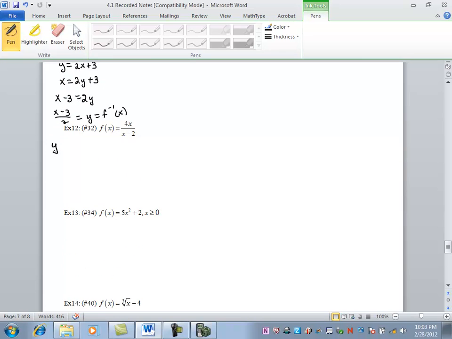We let f of x equal the y that it is, y equals 4x over x minus 2. We interchange the role of x and y, so x equals 4y over y minus 2. So we get x times y minus 2 equals 4y, or xy minus 2x equals 4y.